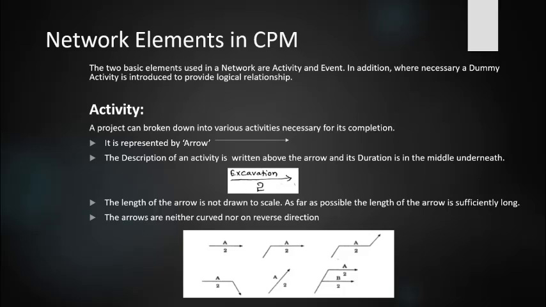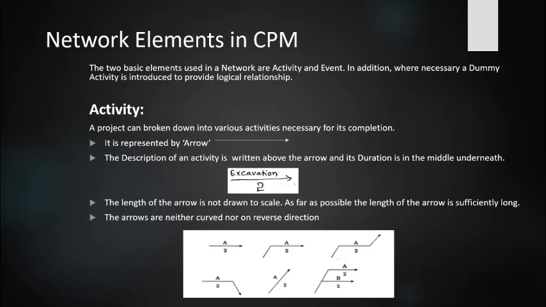That means what is the type of work, whether it is excavation, concreting, surveying, or site investigation, or whatever it may be. So the description is represented on top of the arrow, and the duration, 2 weeks, 3 weeks, 4 weeks, you have to represent beneath the arrow with a number. Okay, so that is the representation of an activity.